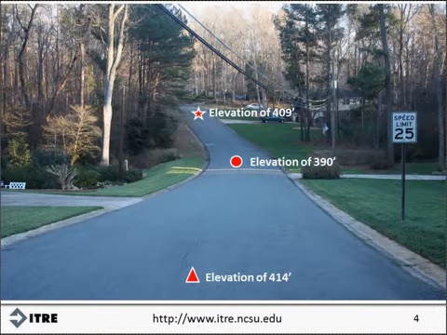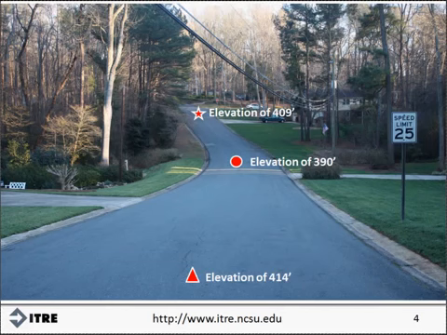Let's consider this short section of a residential street with one vertical curve and one horizontal curve. There's a slight horizontal curve to the left between the triangle and the star. The triangle in the foreground of the picture has an elevation of 414 feet, the circle at the midpoint of the roadway has an elevation of 390 feet, and the star at the end of the section has an elevation of 409 feet. These elevations demonstrate the presence of a sag vertical curve between the beginning and end of the section, which has a downhill grade as the driver leaves from the triangle, a flat grade near the circle, and an uphill grade when approaching the star.